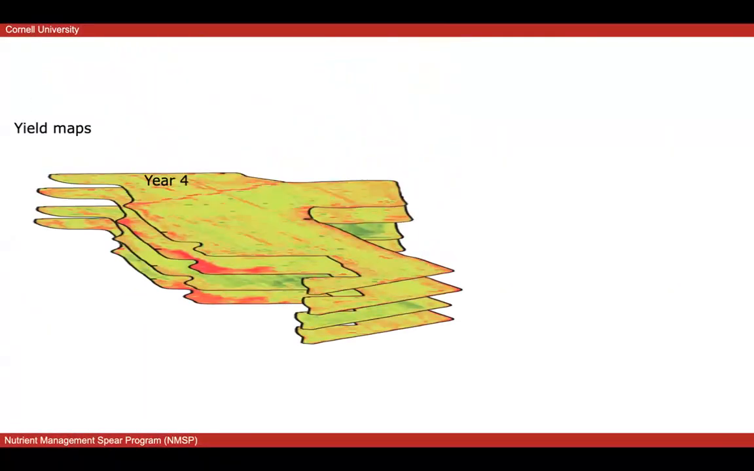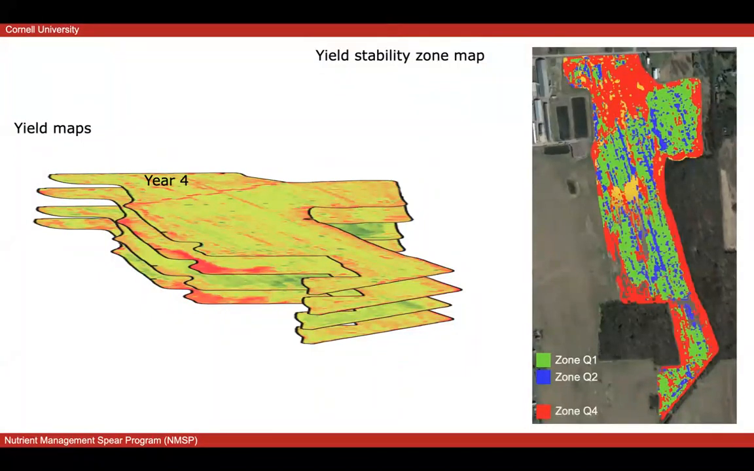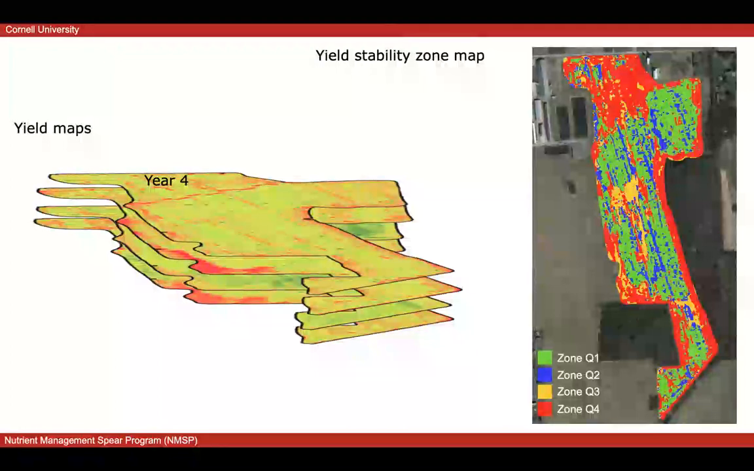When such yield data points are recorded for multiple years, we recommend at least 3 years, we start to see a spatial and a temporal pattern. Based on these patterns, we classify the field into 4 zones, where zone Q1 is the high yielding and stable zone, Q4 is the low yielding and stable zone, and Q2 and Q3 are high and low yielding but variable.